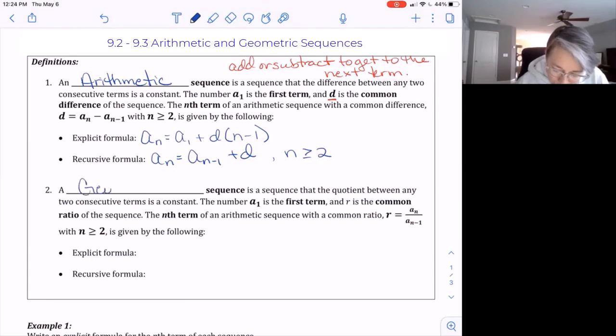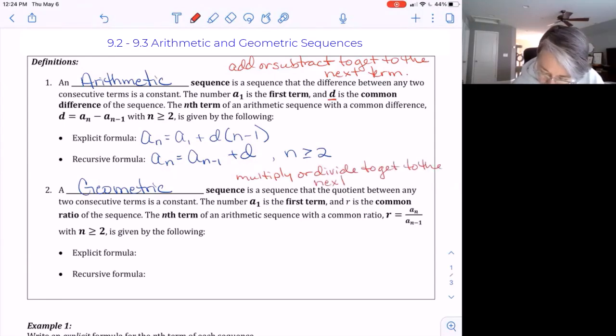The second type is a geometric. A geometric sequence is a sequence where the quotient, okay, so we're multiplying or dividing, the quotient between any two consecutive terms is constant. So we multiply or divide to get to the next term. So if we have the first term a1, we're going to use r to represent the common ratio. And to find that ratio, we would take any term and divide it by the term before it.